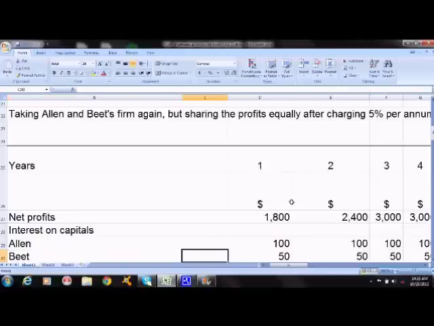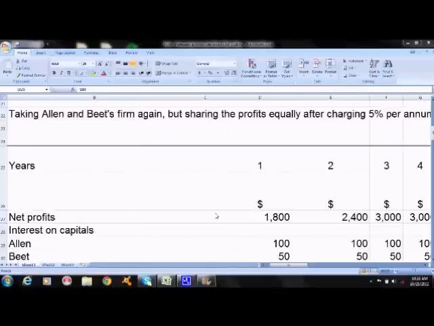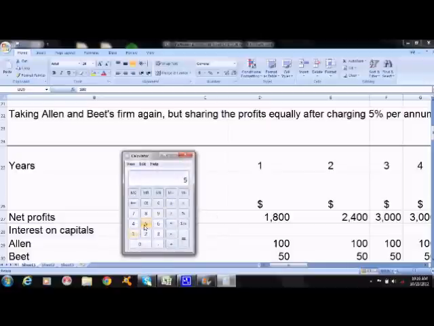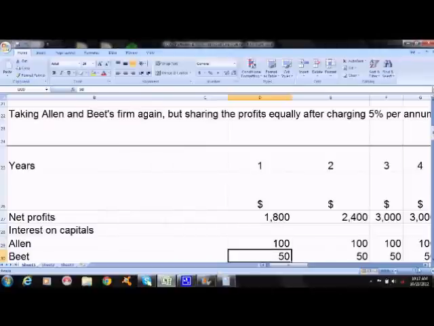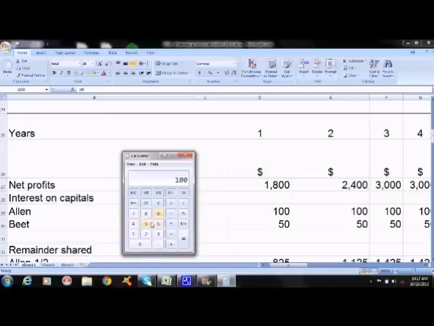Now we're going to charge interest on capital. Therefore, we say 5%, which is 5 divided by 100 times 2,000. So 5% of 2,000 is what? It is 100. Now we're going to find 5% of 1,000. So we're going to say 5 divided by 100 times 1,000.